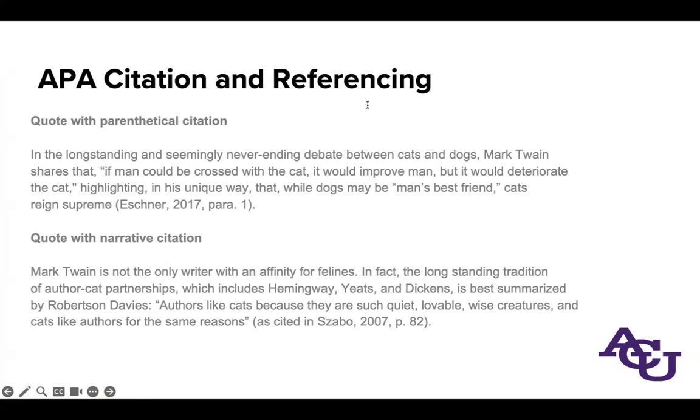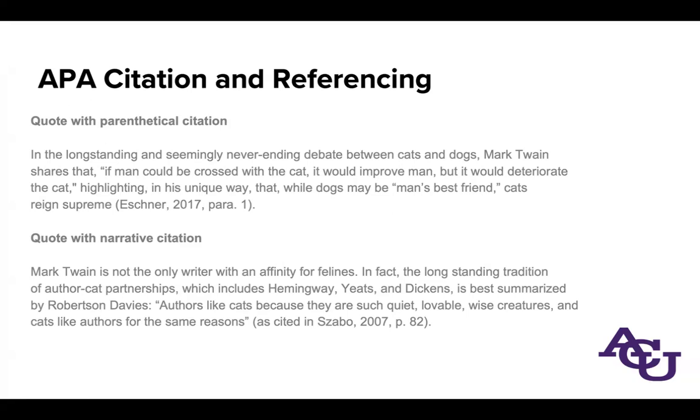But here we go. In the long-standing and seemingly never-ending debate between cats and dogs, Mark Twain shares that if man could be crossed with a cat, it would improve man, but it would deteriorate the cat, highlighting in his unique way that while dogs may be man's best friend, cats reign supreme, which I totally agree with him because I love cats.